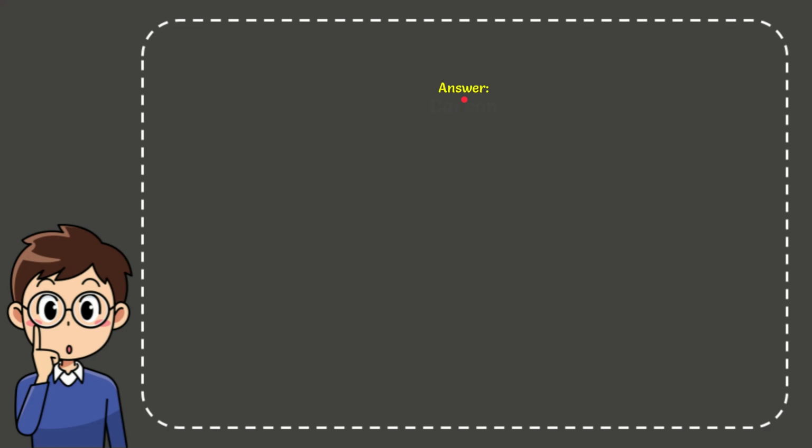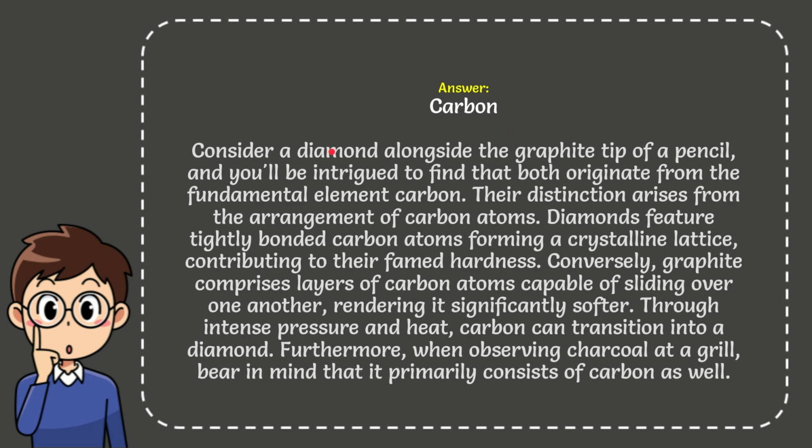Well, the correct answer for the question is carbon, and here's a bit more information about the answer. Consider a diamond alongside the graphite tip of a pencil, and you'll be intrigued to find that both originate from the fundamental element carbon. Their distinction arises from the arrangement of carbon atoms.